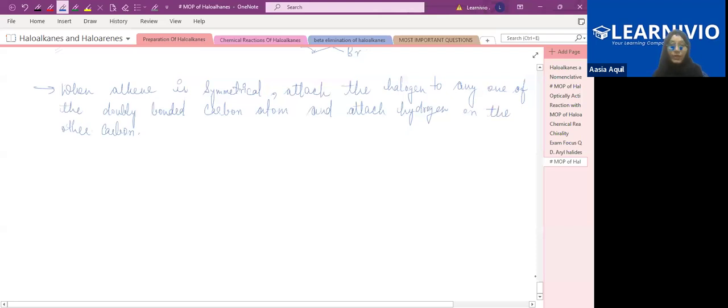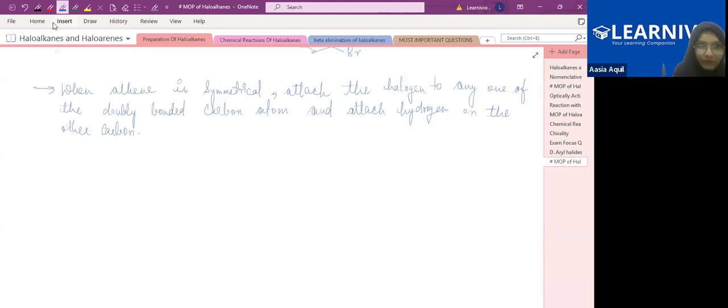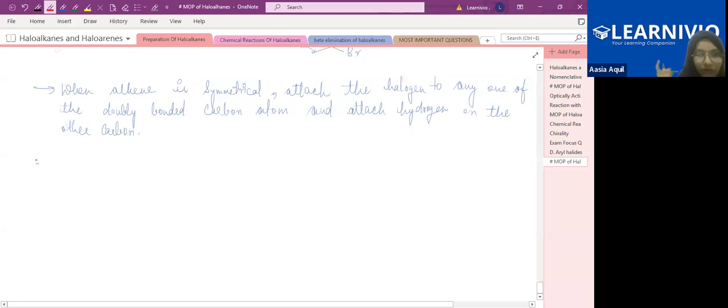Okay, now the question is, what about the unsymmetrical type? What about the unsymmetrical type? So see, for the unsymmetrical type, there are some rules you have to follow. Suppose, let's take an example. We just take this one plus HCl. When you do the hydrohalogenation of this CH3, CH2, CH3, right? So what will be the product in this case?